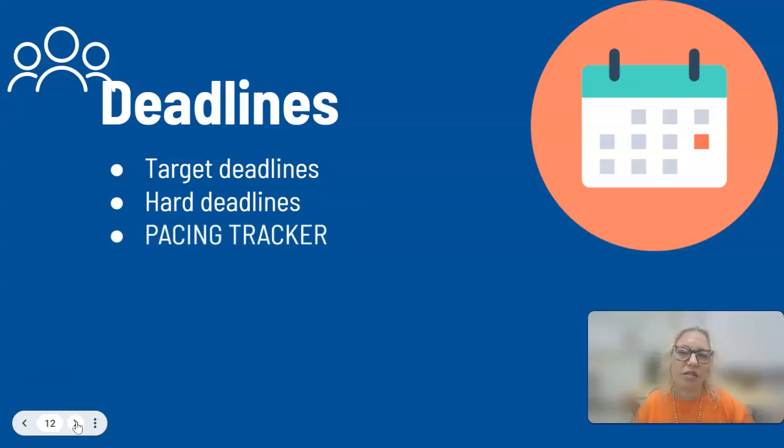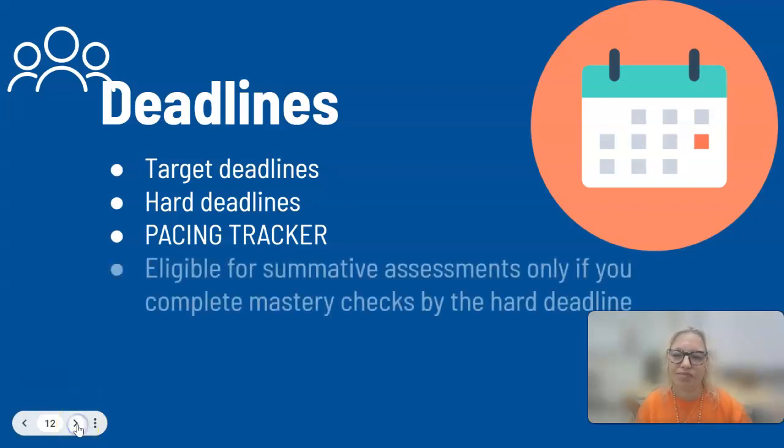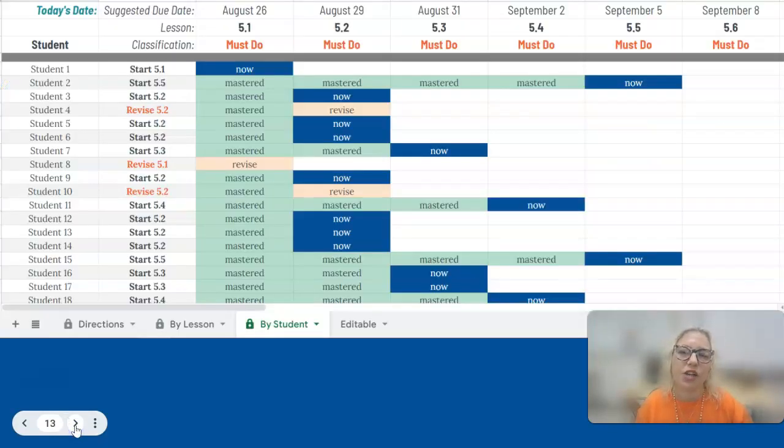How do you know when stuff is due? Well, there's a pacing tracker that is used in the classroom and on Schoology that shows what lesson everyone is at. And keep in mind, you're only eligible for summative assessments if you complete all the mastery checks by that hard deadline. Here's what a pacing tracker looks like.